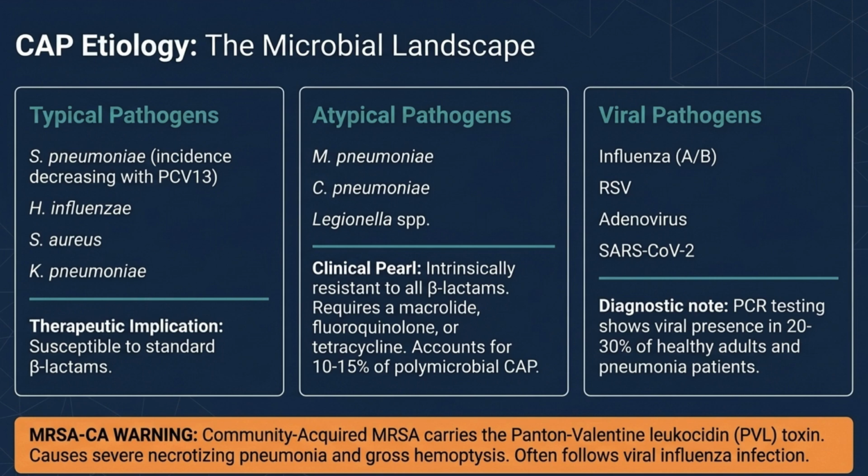They are referred to as atypical because they cannot be cultured in standard media and they're not visible on a gram stain. Intrinsic antibiotic resistance: a critical clinical feature of these pathogens is that they lack a cell wall, making them intrinsically resistant to all beta-lactams.